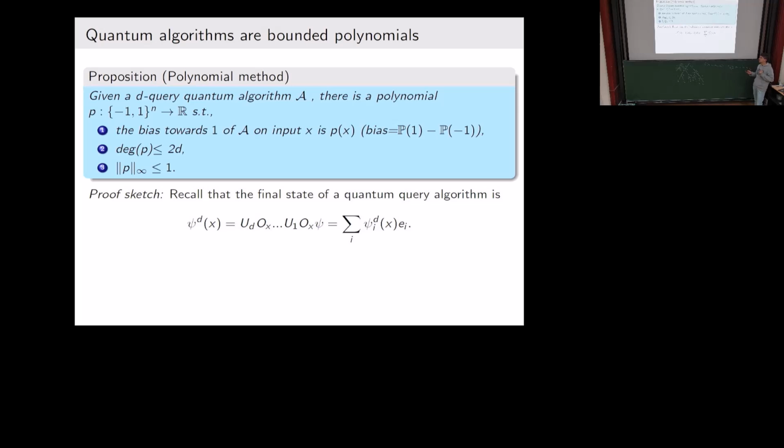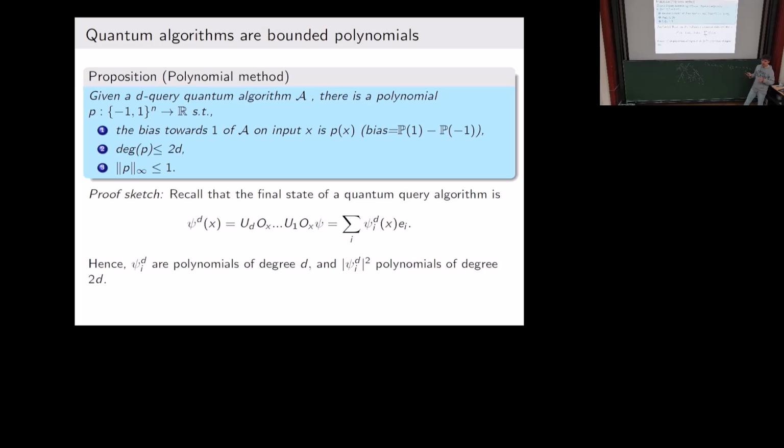And remember that this OX is just a diagonal matrix that has the entries of the input on the diagonal. So when you multiply all these matrices, as we have D times the OX, the entries of the matrix are just going to be polynomials of degree D. So at the end, the coefficients of this state vector are just going to be polynomials of degree D. So the squares of the coefficients are going to be polynomials of degree 2D.